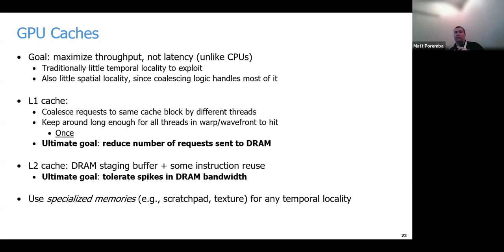Likewise, the L2 cache is basically acting as a DRAM staging buffer. There might be a little bit of reuse, especially for the instruction cache here, but ultimately it's trying to tolerate spikes in DRAM bandwidth. And if you have a program that does have reuse, largely we're going to try and use what the GPU calls specialized memory. So things like scratch pads, NVIDIA calls it shared memory, AMD calls it the local data store or LDS, or textures, to exploit that kind of temporal locality.